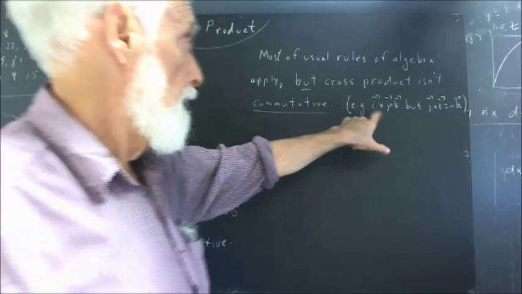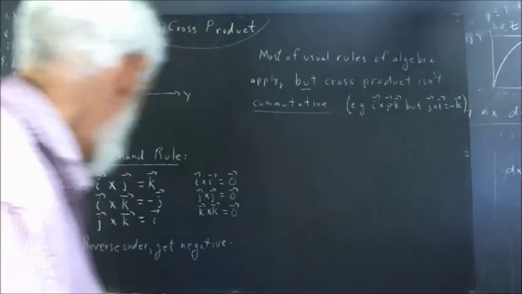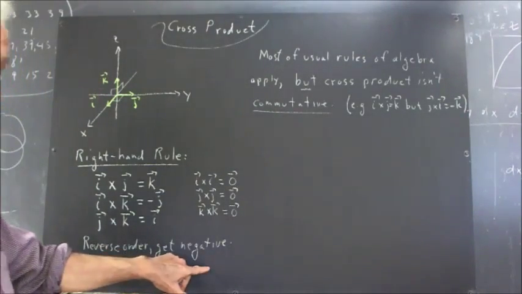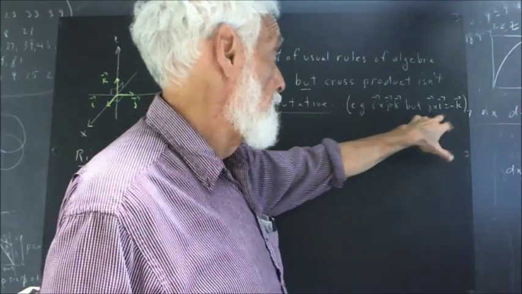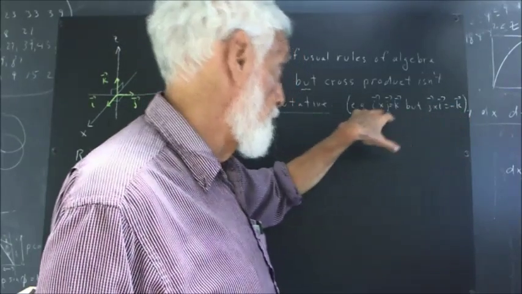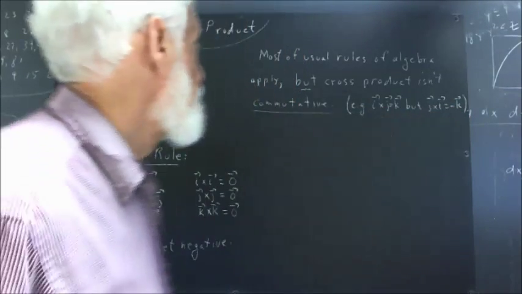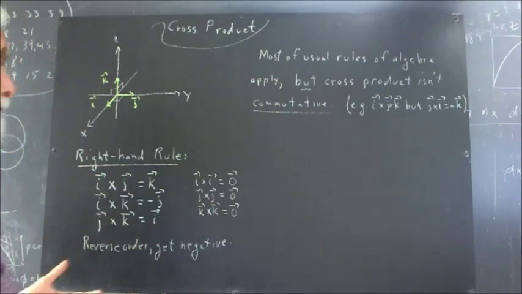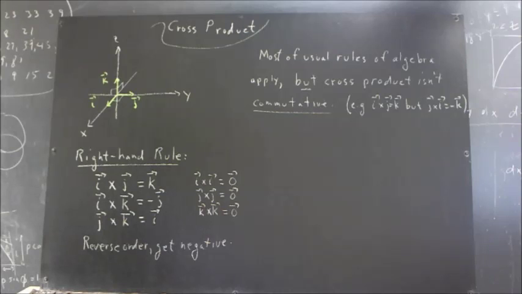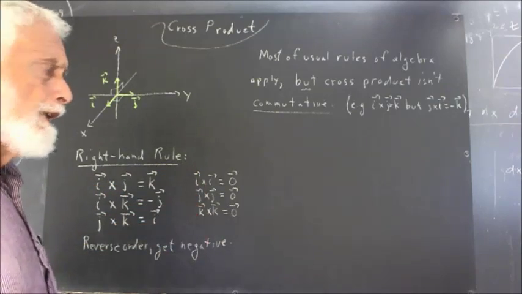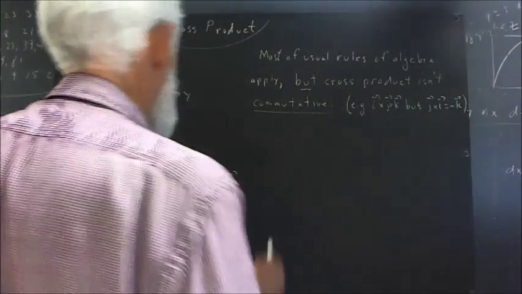Okay, and for example, i cross j equals k, but when we reverse order, we get a negative. It's anti-commutative in that sense. So j cross i then is negative k, not equal to i cross j. But the numbers that we use as coefficients of these vectors do behave in the usual fashion, and multiplication of the numbers is commutative. Multiplication of the i, j, and k vectors, that isn't. So let's do an example.